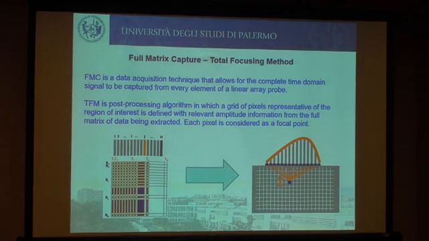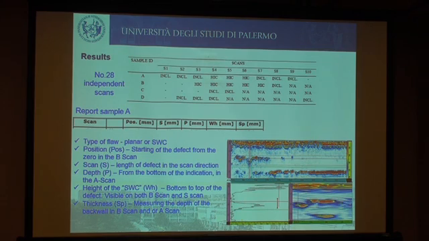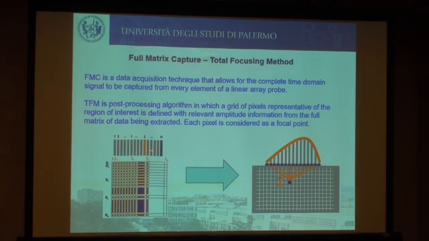After the normal phased array method, we also used the full matrix capture and the total focusing method. The full matrix capture is a different approach. There are n elements in the probe. One is the transmitter and the n are the receivers, and that happens for all of them. So at the end we have an n by n matrix, where each one is a signal, an A-scan.